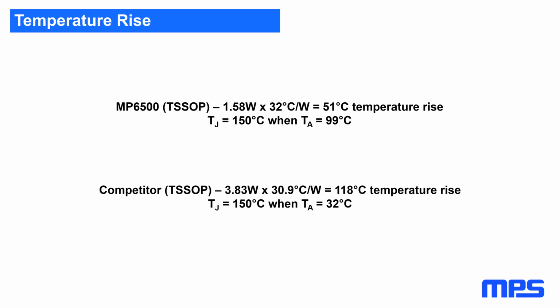The competitor part can only operate at an ambient temperature of 32 degrees before the junction temperature hits 150. That means at room temperature, this part that on the datasheet is rated at 2.5 amps peak and 1.5 amps full scale, whatever that means, is very close to shutting down at room temperature, driving 2 amps peak. So most applications require an ambient temperature that's much higher than 25. Consider temperature inside an enclosure or in a car that's sitting in the sun.